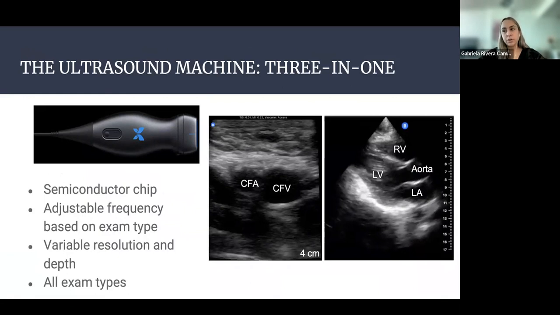In the image in the center, we can see the femoral vessels on a linear setting. In the image on the right, we can see the phased array setting on a cardiac exam.